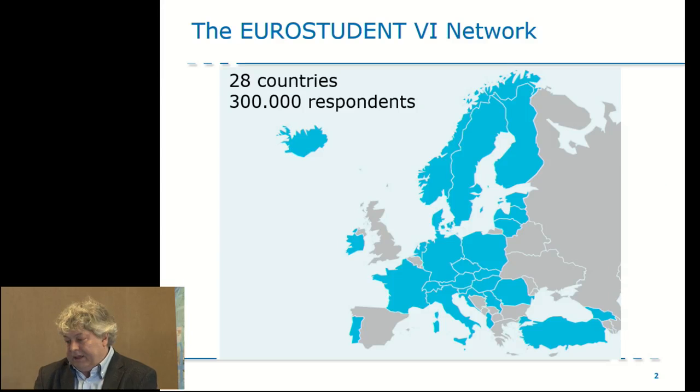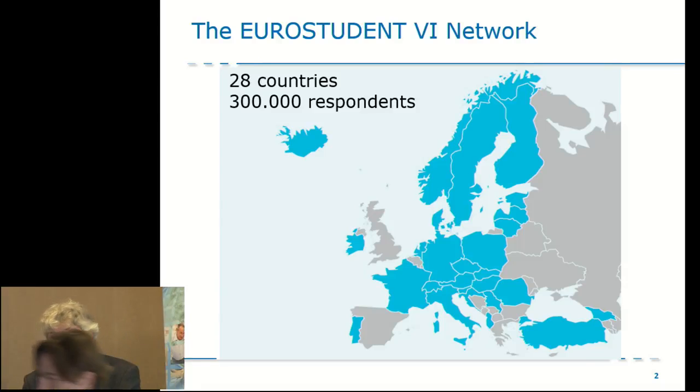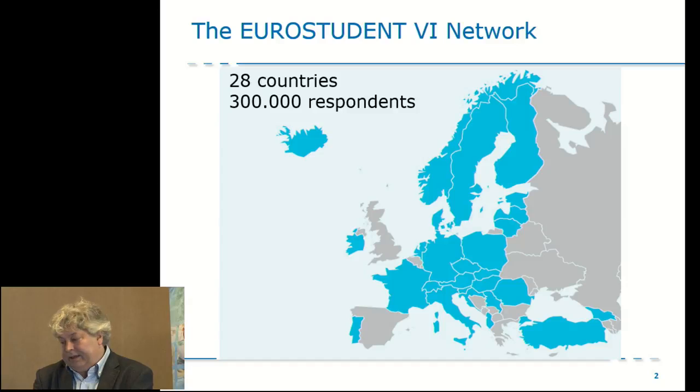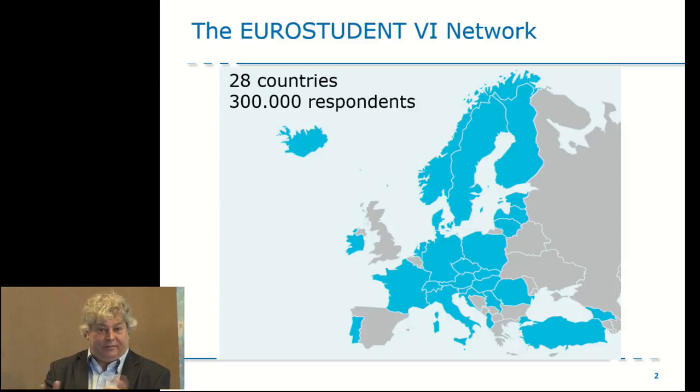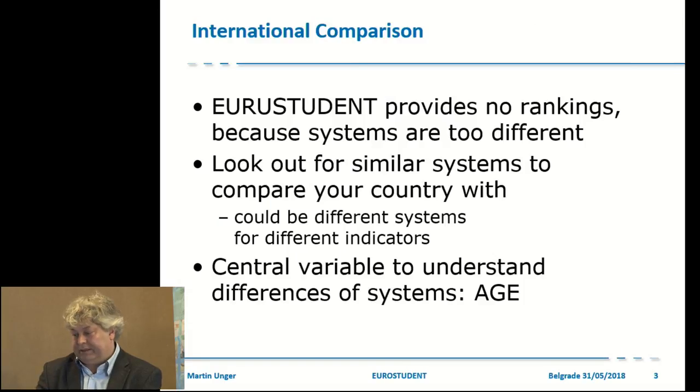The last round, the sixth round of EUROSTUDENT results on the student surveys, was just published at the beginning of this year. 28 countries participated, and the results are based on answers from about 300,000 students across Europe. And you can see here the countries that participated. That changes from time to time. We are already starting the next round in 2 weeks, and then Spain will rejoin, for example. So not all countries participate in every round, but most of them have participated once.